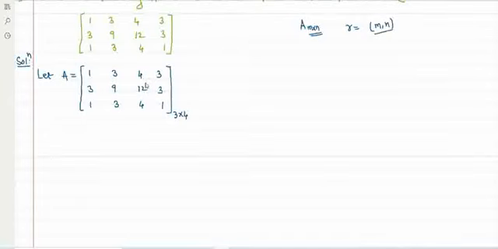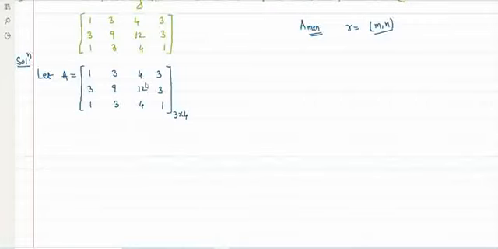Here 3 and 4, the answer is 3. Why have you taken 3? Because maximum you can select 3 rows, 3 columns. That's why the greatest possible value of rank is 3. Likewise, what is the greatest possible value of rank if A is m by n? Your answer may be wrong, you can tell. You can tell the answer.